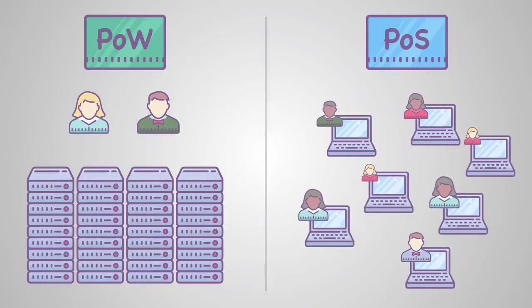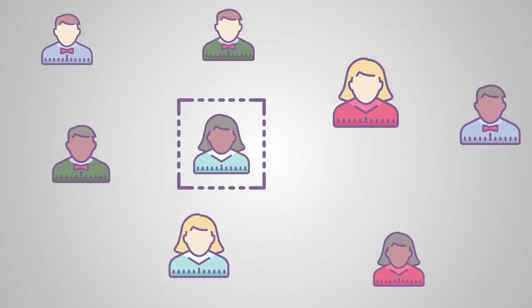You don't need expensive mining equipment, and thus proof-of-stake encourages more people to set up a node, making the network more decentralized and also more secure. So the 51% attack is actually less likely to happen with proof-of-stake. But that's not the only risk.